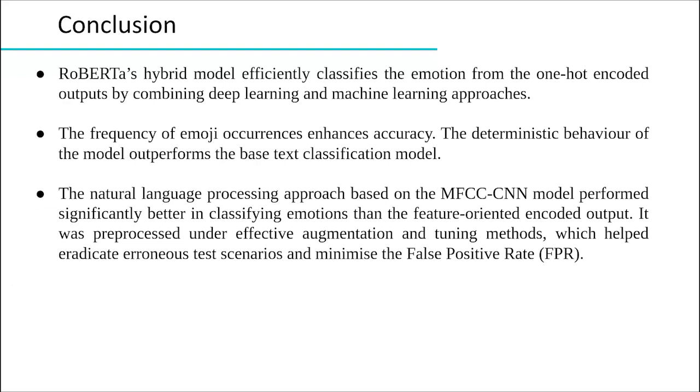So to conclude, RoBERTa's hybrid model was the best model, which combined deep learning and machine learning techniques and classifies the emotion using one-hot encoded outputs. The frequency of emoji was the parameter which helped to improve the text accuracy. MFCC's GNN model performed better than any individual model using NLP techniques, and it minimized the false positives.